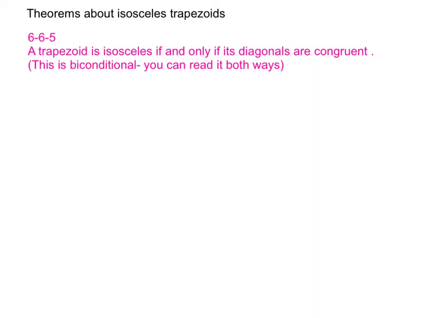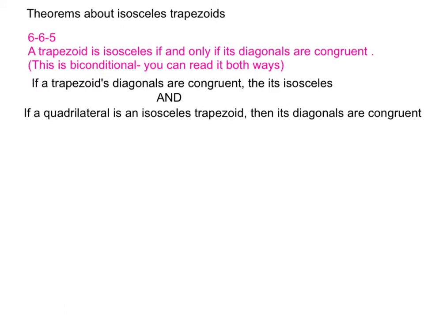Our next theorem about isosceles trapezoids says, a trapezoid is isosceles if and only if its diagonals are congruent. Remember what this if and only if means. It means that this statement is a biconditional statement. You can read it both ways, forwards and backwards. So what does that mean? This theorem says two things. If a trapezoid's diagonals are congruent, then it's going to be isosceles. Or if a quadrilateral is an isosceles trapezoid, then its diagonals are congruent.